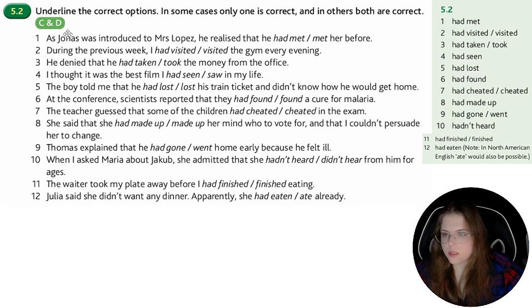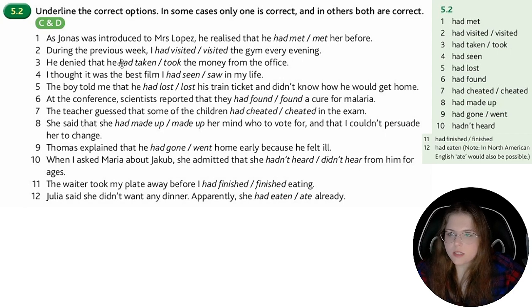As Jonas was introduced to Mrs. Lopez, he realized that he had met her before. It was before this meeting, so we use past perfect here. During the previous week, I had visited the gym every evening. Firstly, it was every evening, so we can use past simple here. Or it was before the moment in the past, so we can use past perfect.